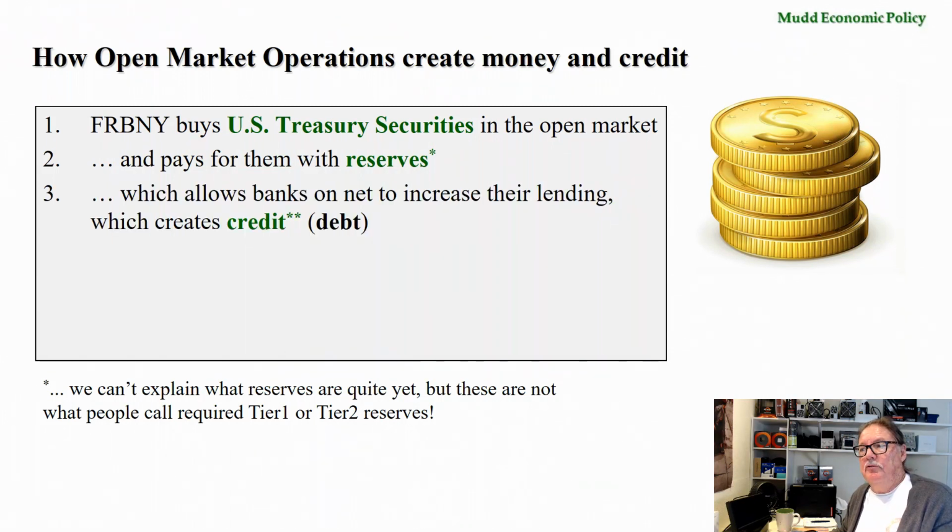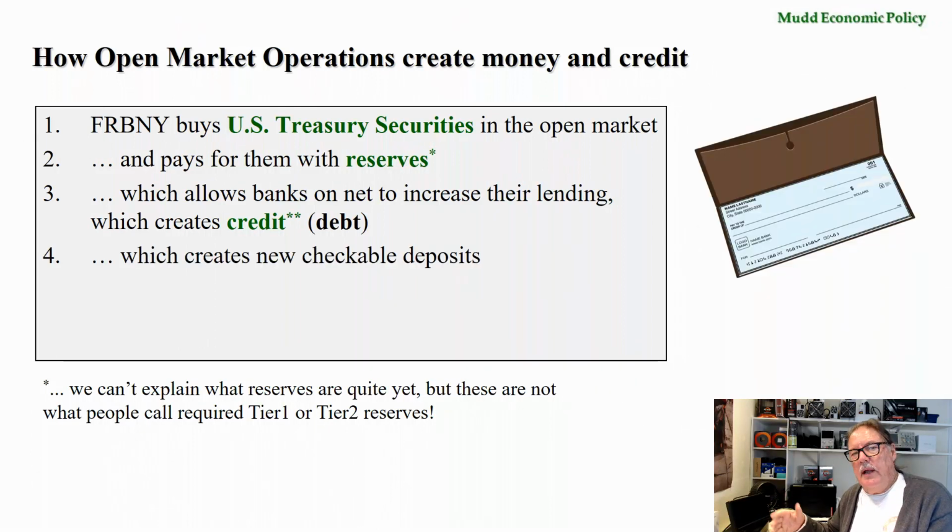When they buy these treasuries and pay for them with reserves, this allows banks on net to increase their lending. They're able to increase their lending, and that act creates credit and becomes a form of debt. So when they increase their lending by virtue of having these reserves, they're creating credit. And this creates new checkable deposits on net for the entire nation.